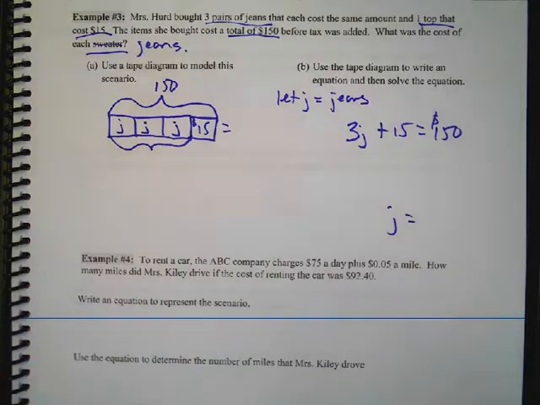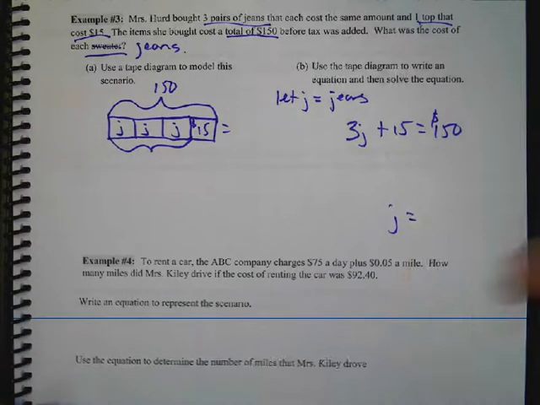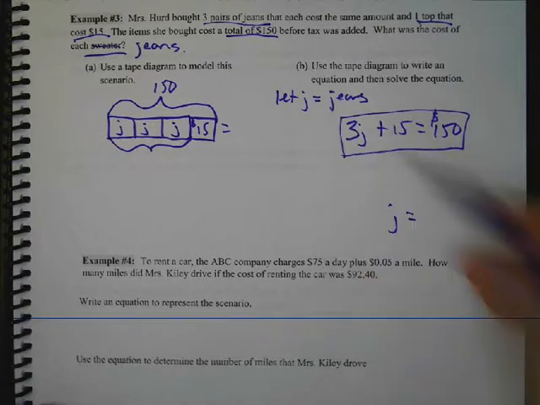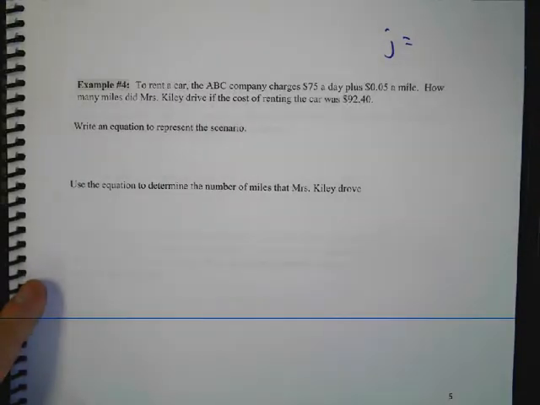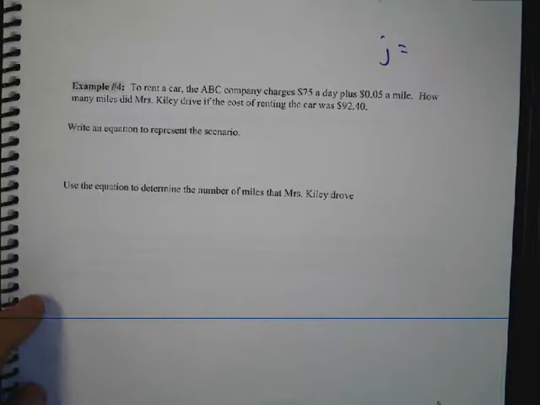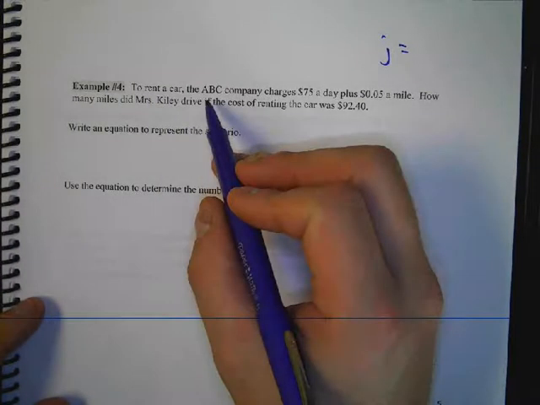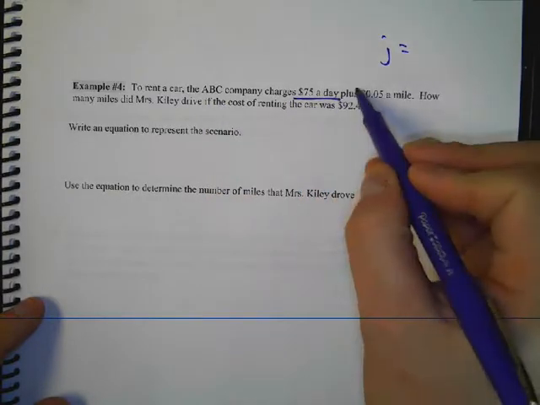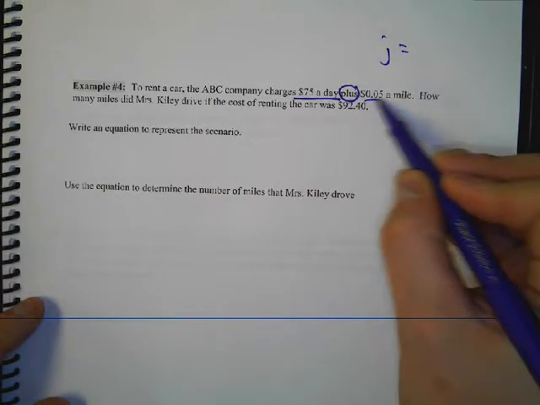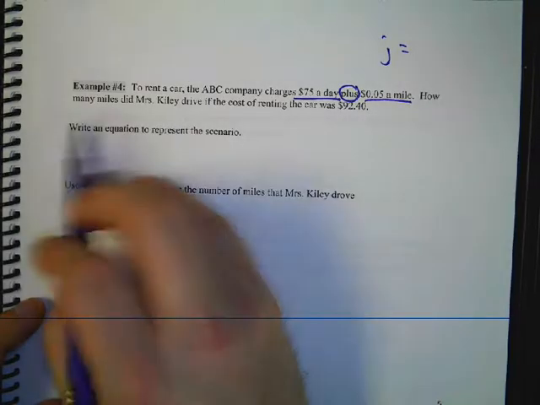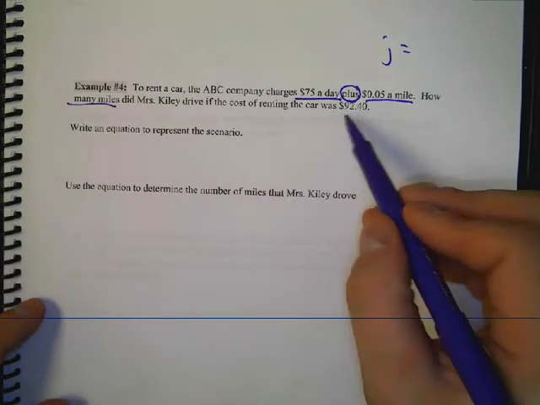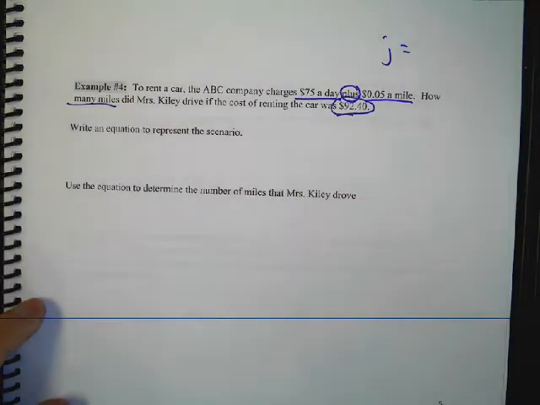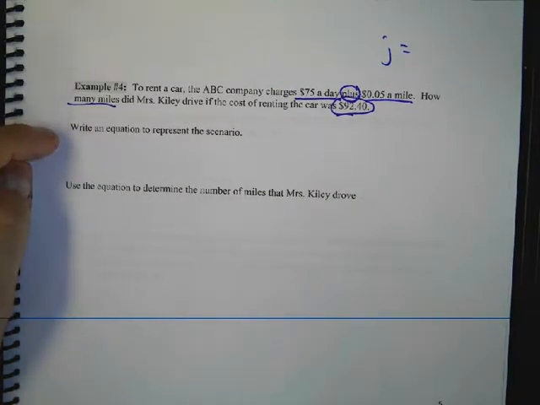All right, example number 4, last one. Here's more of a realistic type problem. To rent a car, the ABC company charges $75 a day plus 5 cents a mile. How many miles did Mrs. Hadley drive if the cost of renting a car was $92.40? We're going to write an equation to represent the scenario. So what's the gist? The gist is, what are we trying to find? We're trying to find how many miles. So I'm going to let M equal the number of miles.